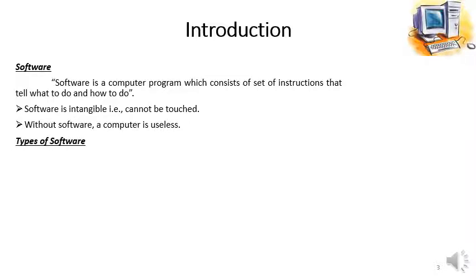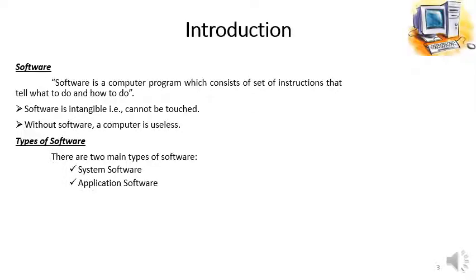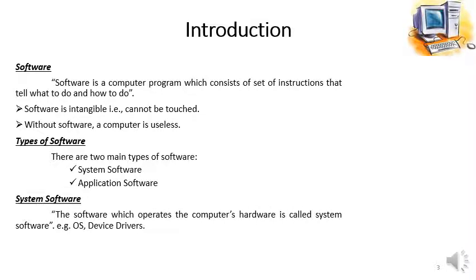Types of software. There are two main types of software: system software and application software. This unit is mainly focused on software and its two types, that is system software and application software. Now, what is system software? The software which operates the computer's hardware is called system software. For example, operating system and device drivers.